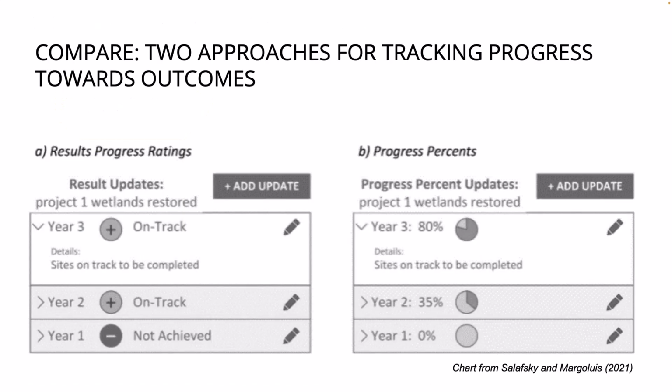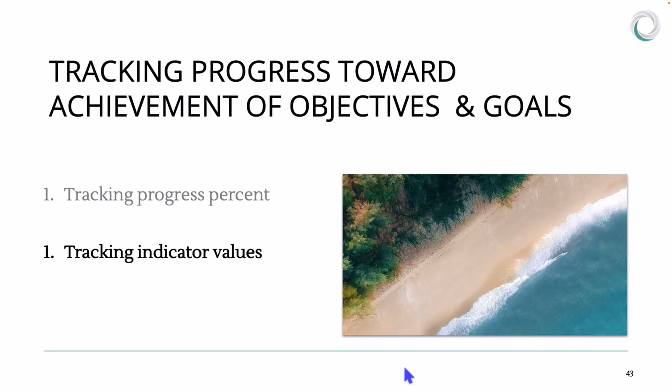This is yet another example with a view from Miradi that illustrates the two approaches for tracking progress towards the same result. The result was wetlands restored. The chart on the left over here shows 3 years of results progress ratings as compared to the chart on the right that shows progress percent updates on the objective for the same result over the same 3-year period.